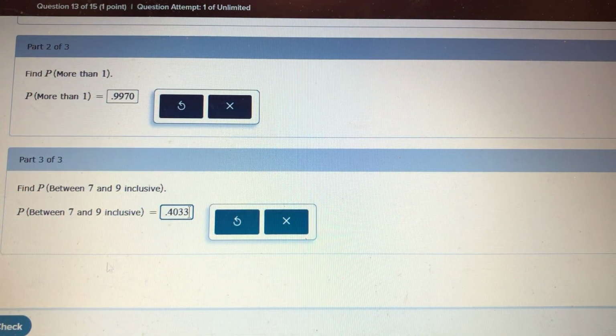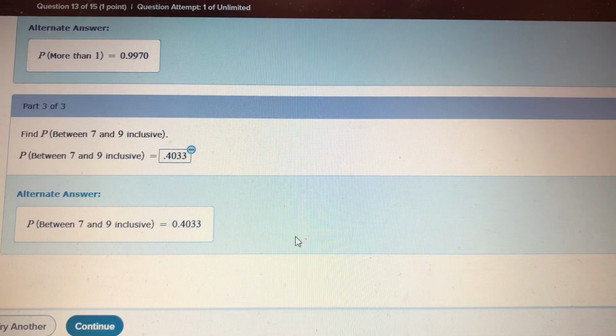0.4033. When you're doing a between, that's one way to do it. Another way to do it is I could have done a CDF with 9 and a CDF with 6 and subtracted them. Or if it's a small enough one, I can just do all of them and add them together.